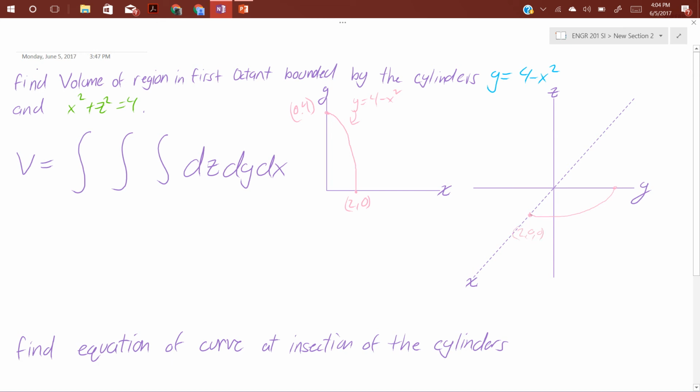Then the circle will go around with its radius until it hits z, and this would be 0, 0, 2.